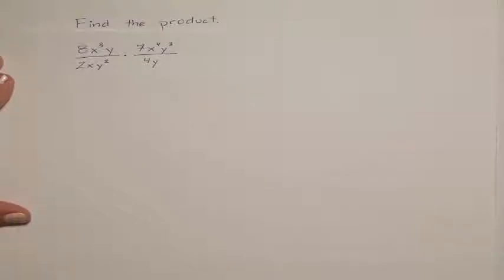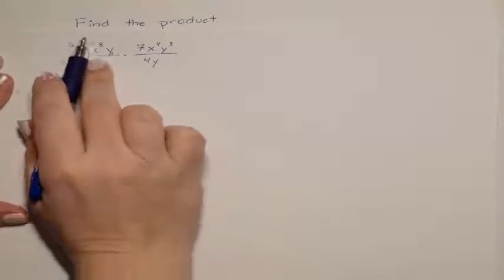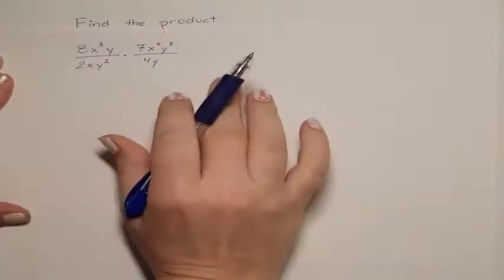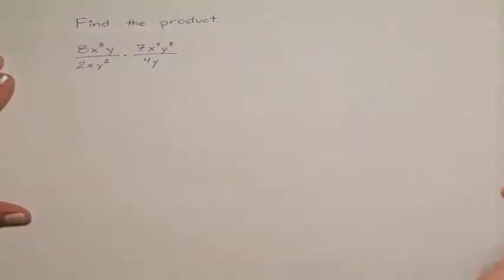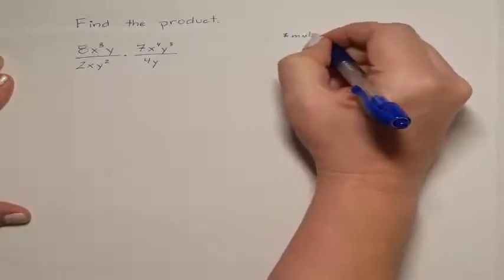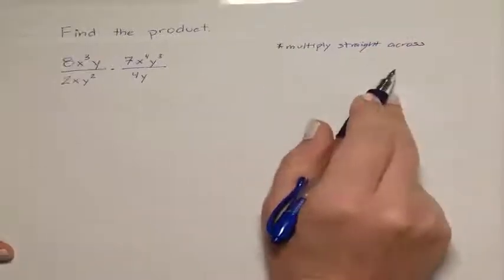So now we're going to learn how to multiply rational expressions, but this is a fraction multiplied by this fraction. You're going to multiply fractions just like you did back in elementary school and middle school. We multiply straight across. So I'm going to write a little note right here that we just multiply straight across. So that's how we multiply fractions.